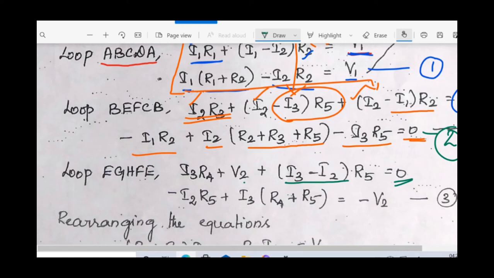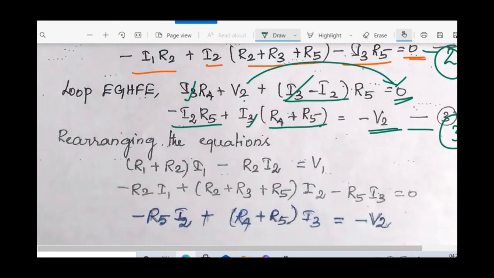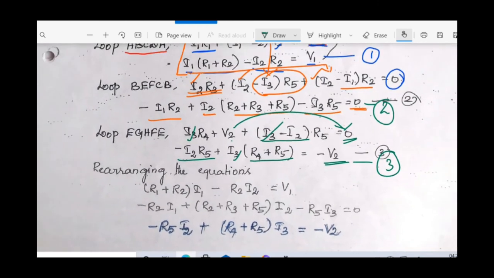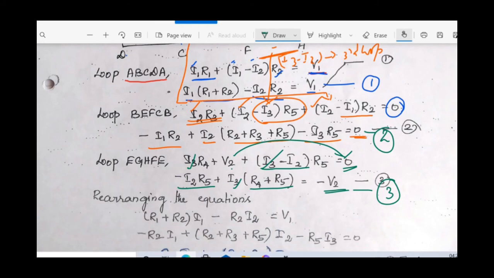Now rearranging the expression, here it becomes minus V2. Here we have one I3, here one I3. So take I3 as common, R4 plus R5. Here minus I2 into R5. Let it be expression number 3. Now rearrange all the equations. I will show you again. Consider all the loops. We have 3 loops, so 3 equations. Rearrange the expressions one by one.